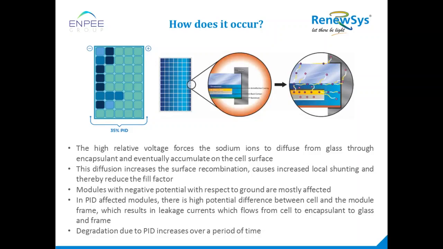Modules in a string with higher negative potentials are affected more compared to modules which are towards the starting of the string, which are towards the less negative potential or towards the positive potential. In PID affected modules, the potential difference between the cell and the frame results in leakage currents which flow from cell to encapsulant to glass and frame. This leakage current will also help us understand how much PID we are having. If you are able to detect this leakage current upfront itself, then we can look into some methodology where we can reverse these PID effects in the night when the solar modules are not operating. And if it is not taken care of, this PID degradation is going to increase over time, and at a certain point it's going to reach around 50-60-70%, and modules are completely damaged.